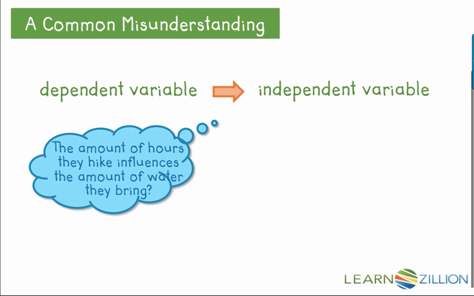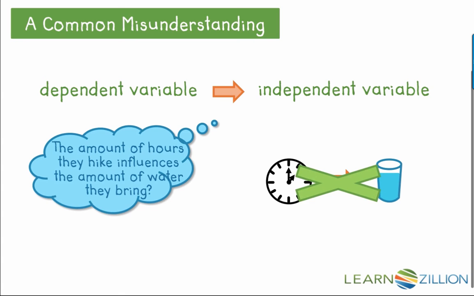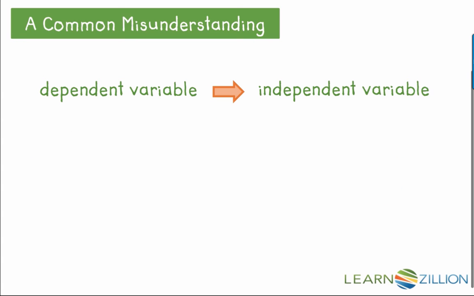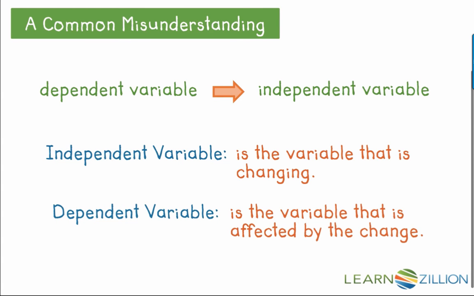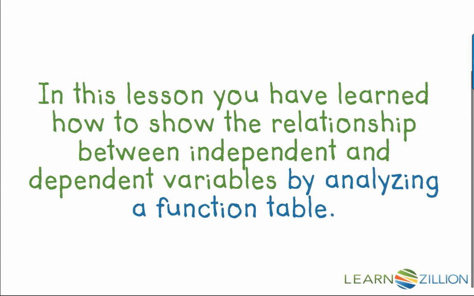If this is correct, this means that the time they hike changes the amount of water they have while on the hike. It's not possible to know how long they'll hike until they've determined the amount of water to bring. They can't drink water they don't have. Remember, the independent variable is the variable that is changing, and the dependent variable is the variable affected by the change. In this lesson, you have learned how to show the relationship between independent and dependent variables by analyzing a function table.